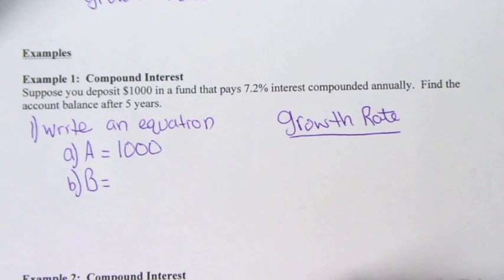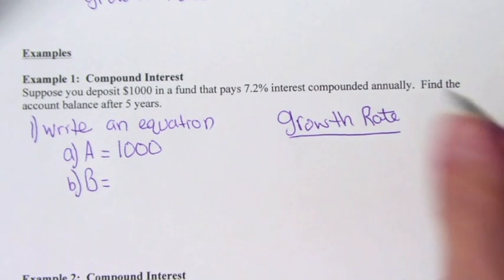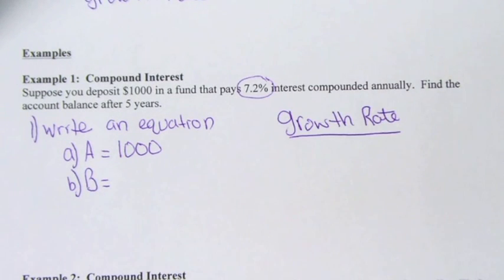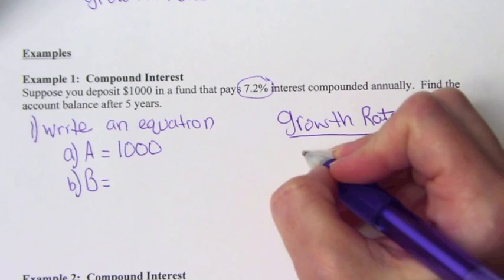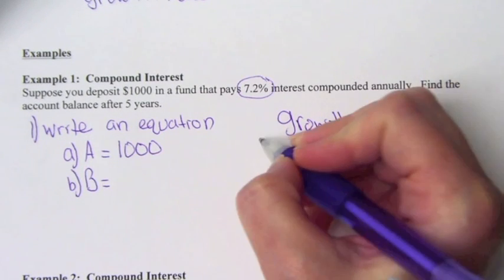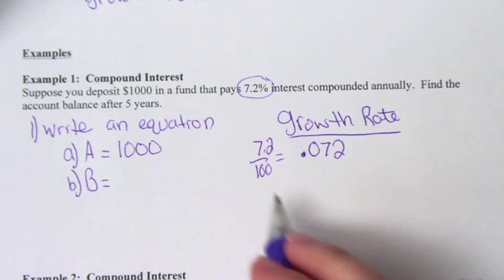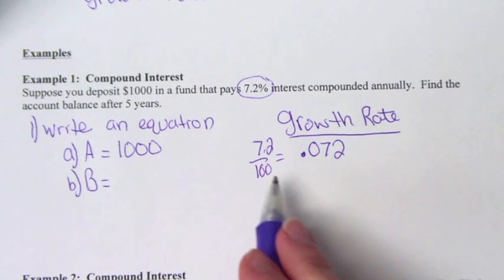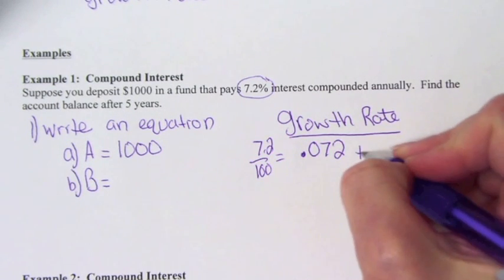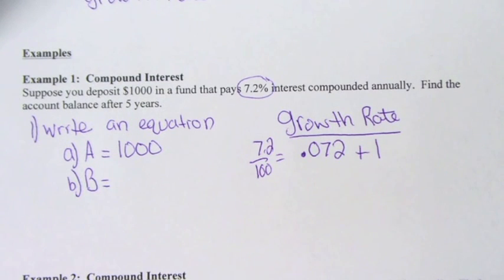Well, 7.2% is the interest that compounds. Before you can work with a percent, you have to change it to a decimal. So what is 7.2% in decimal form? 0.072. You have to move the decimal place 2 places. It's the same thing as taking 7.2 divided by 100. That will give you the decimal. And then what you have to do with that decimal is add 1 to it to get the growth rate. You always have to add 1 to it to get the growth rate.